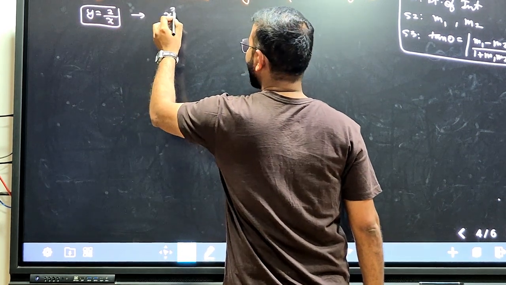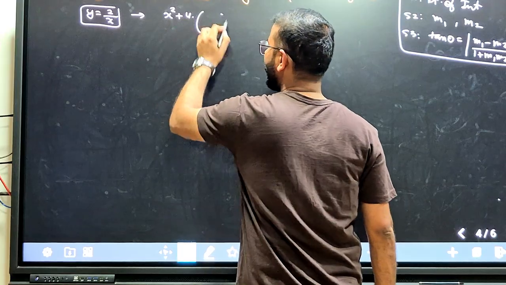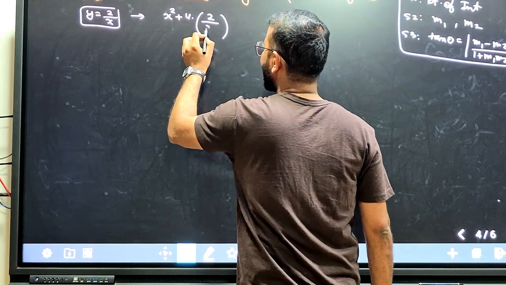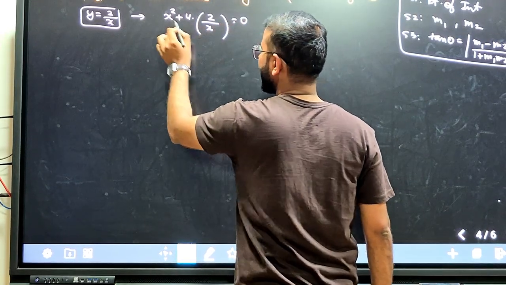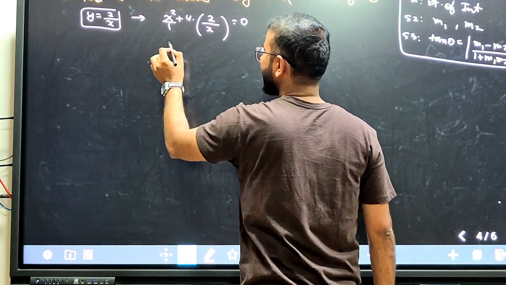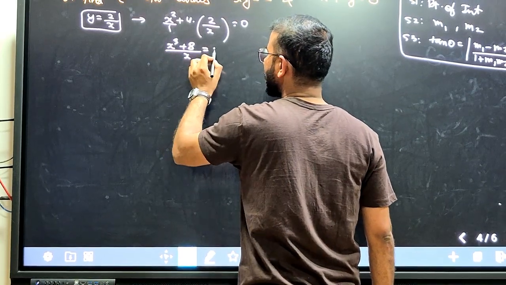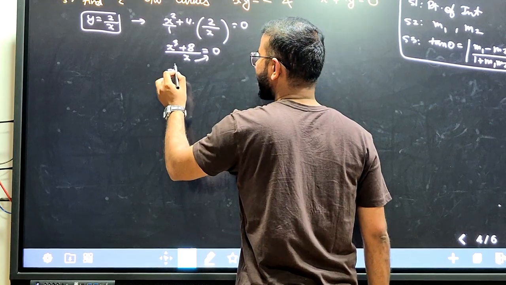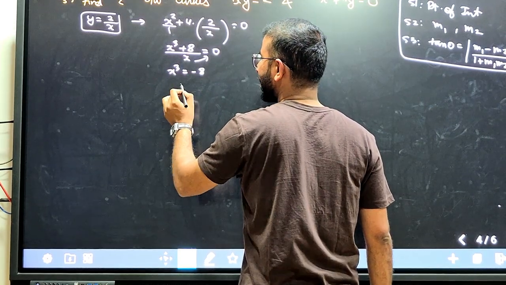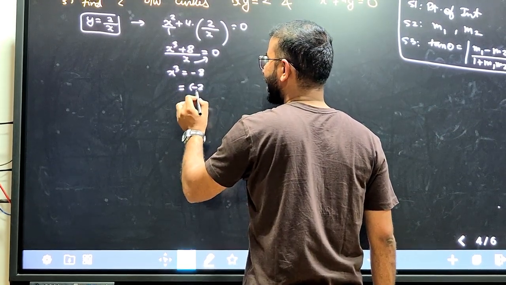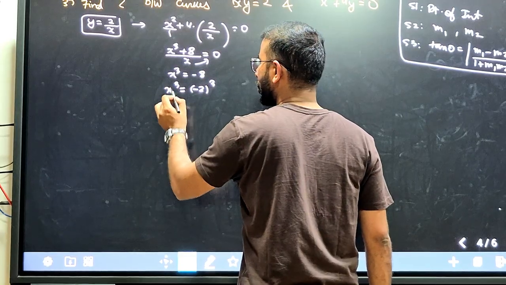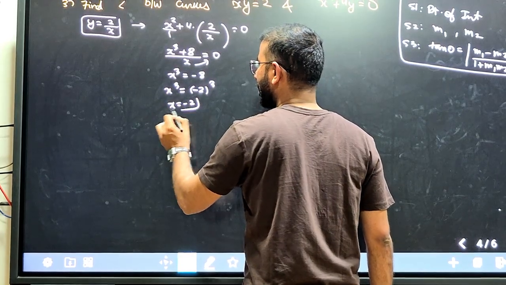So this is X square plus 4 into Y. What is the value of Y? 2 by X is equal to 0. Now X is multiplied here. This will become X cube plus 8 divided by X is equal to 0. So X cube is equal to minus 8. Now minus 8 is nothing but minus 2 cube. So what is the value of X coming out to be?